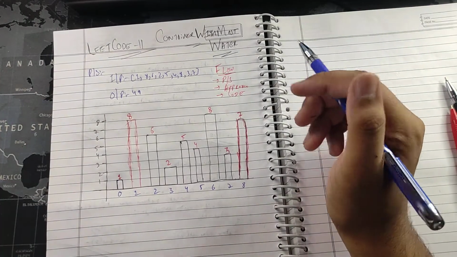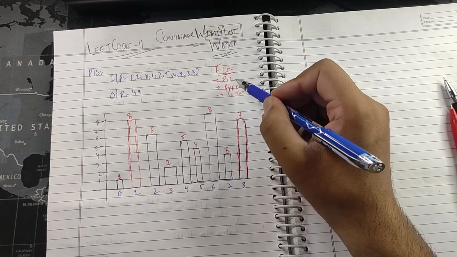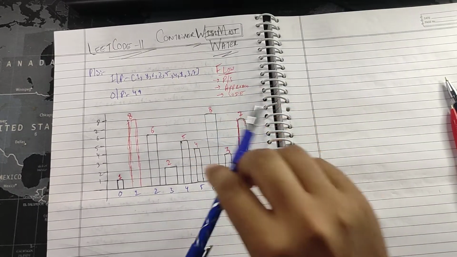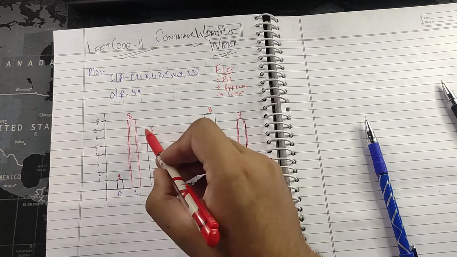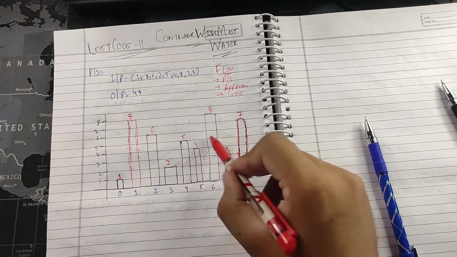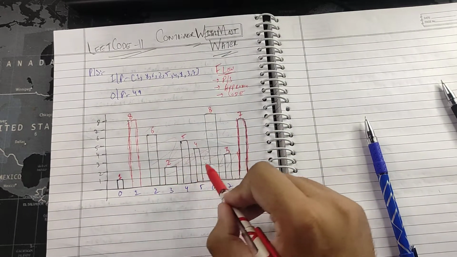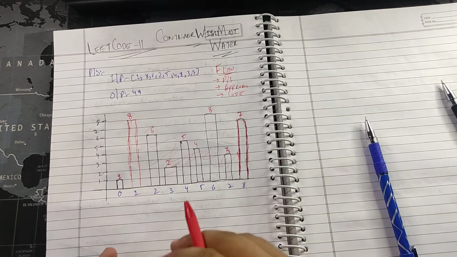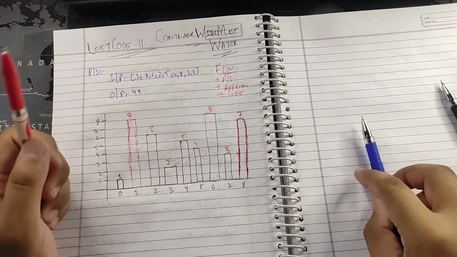Here we go. First of all, let's see the problem statement again. We are given these heights of buildings, and we have to fill the maximum water we can in between them. So the maximum amount of water I can fill is what I have to return. So how are we going to check it out?